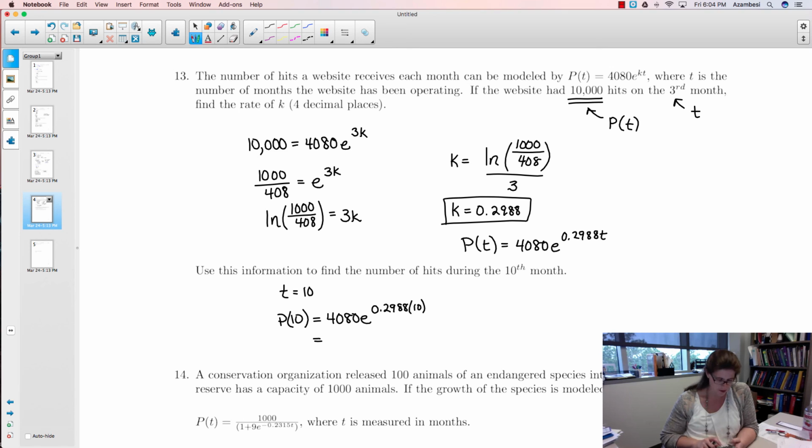So I'm plugging this into my calculator, and 0.2988 times 10 gives me 80,971 hits. And I rounded to the nearest whole number. Watch for rounding instructions. It's appropriate to round to a whole number here because you're talking about numbers of hits. Whereas a rate, we keep a lot of decimal places.